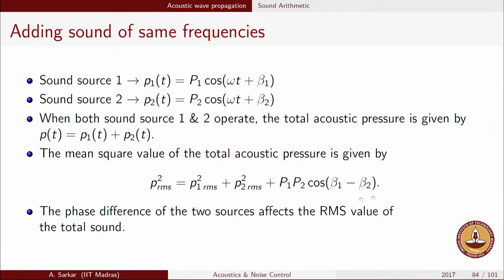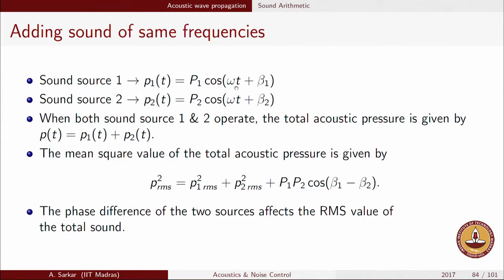Therefore, what you will get is something like this. As we see, the mean square addition is not exactly valid, because together with the sum of the mean squares you get another term which is dependent on the cosine of the phase difference between these two sources. So, we will keep this note: the phase difference of the two sources will definitely affect the RMS value of the total sound.